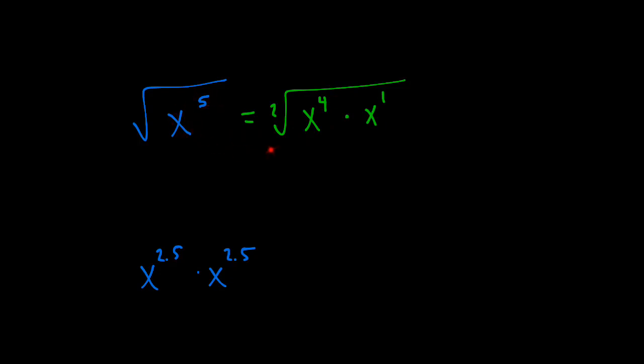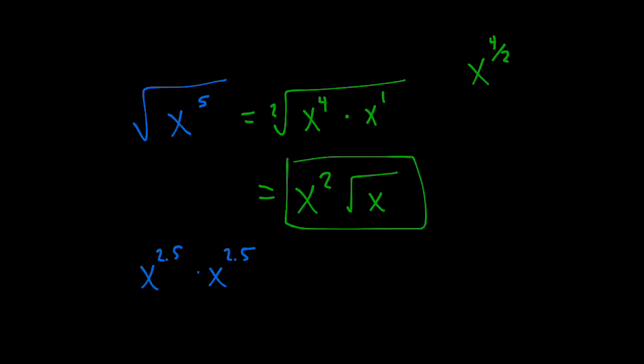So we could split up x to the fifth as x to the fourth times x to the first, and then the square root of x to the fourth is x squared. And another way to think about that is the square root of x to the fourth we could rewrite as x to the 4 over 2, and 4 over 2 is just 2. So that perfect square can come out, and we're left with that x still inside of our square root. So this simplifies to x squared square root of x.